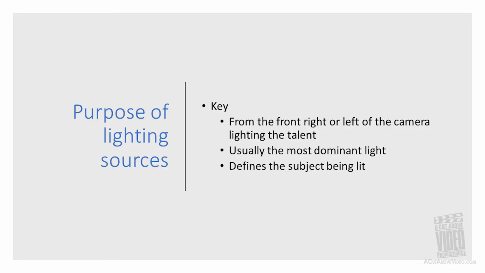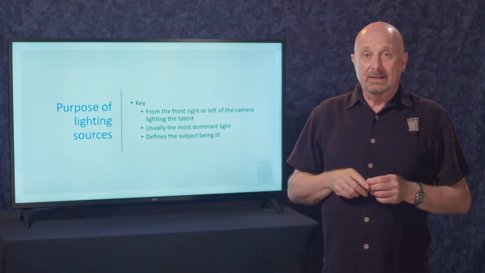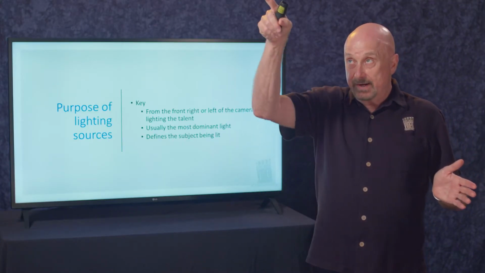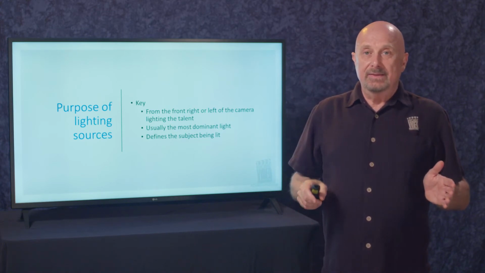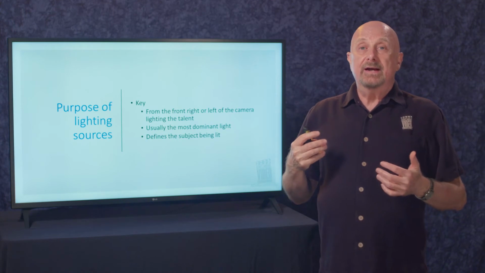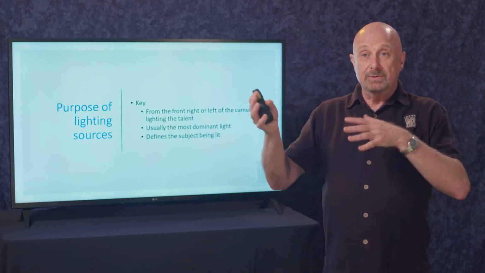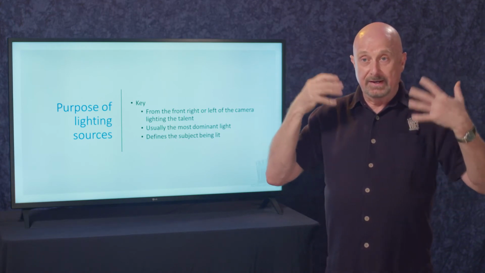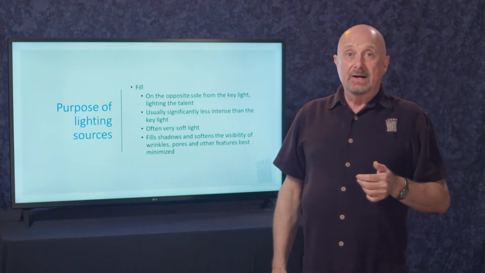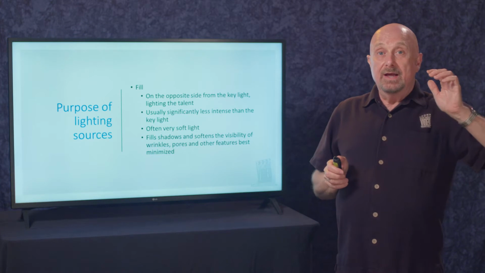So, different purposes of different kinds of lighting fixtures. We've got a key light. The key light happens to be in this configuration that we're looking at right now, over there. And the key light is the brighter of the lights. It defines me, and it is the most important light because that's providing really the majority of light on me right now. The next light is the fill light.